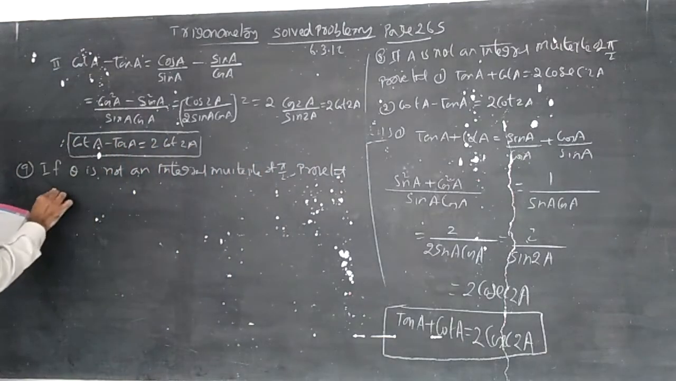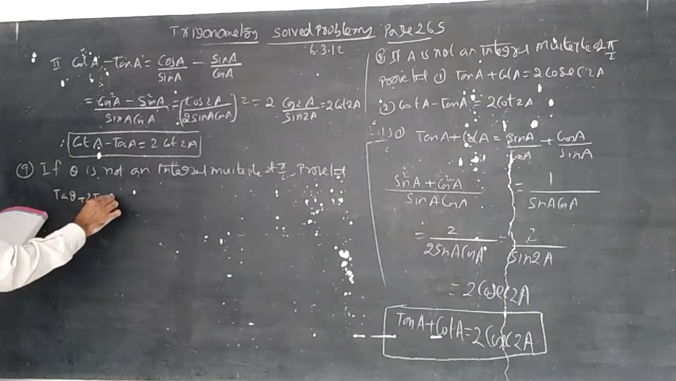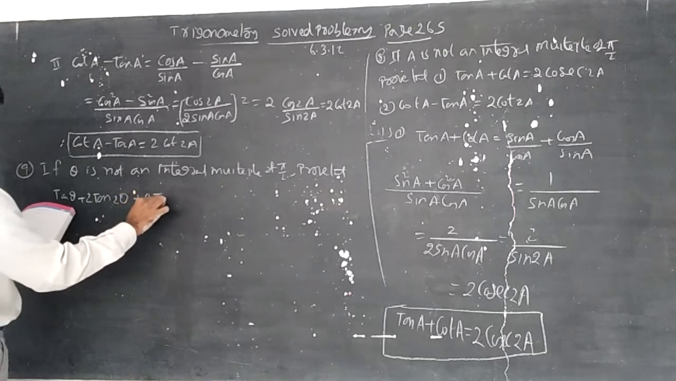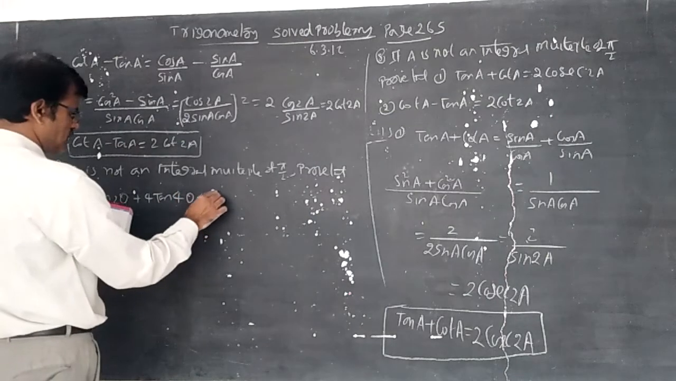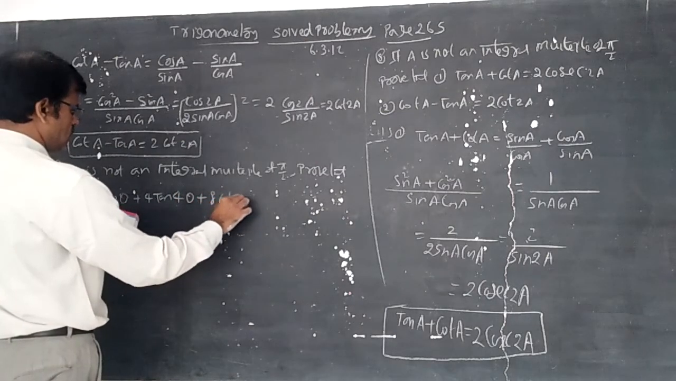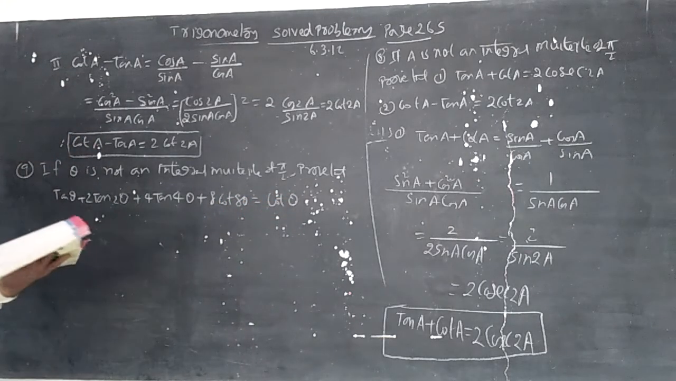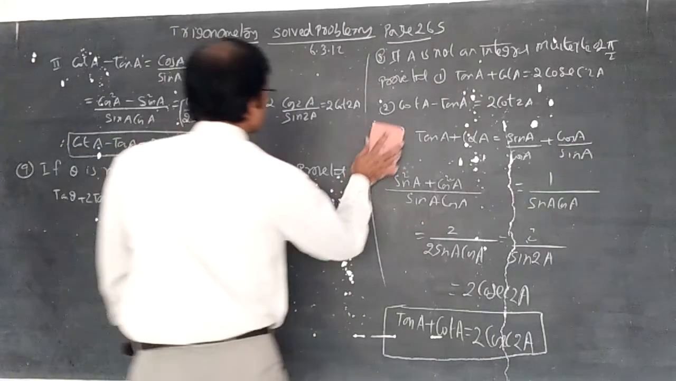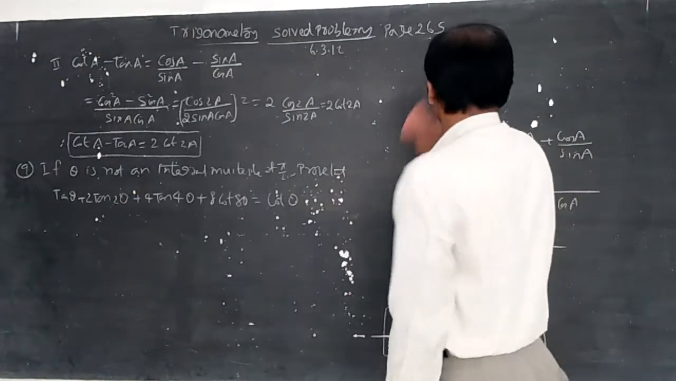prove that tan theta plus 2 tan 2 theta plus 4 tan 4 theta plus 8 cot 8 theta is equal to cot theta. This is the proof. We should prove this value. So the total answer we should get is cot theta.